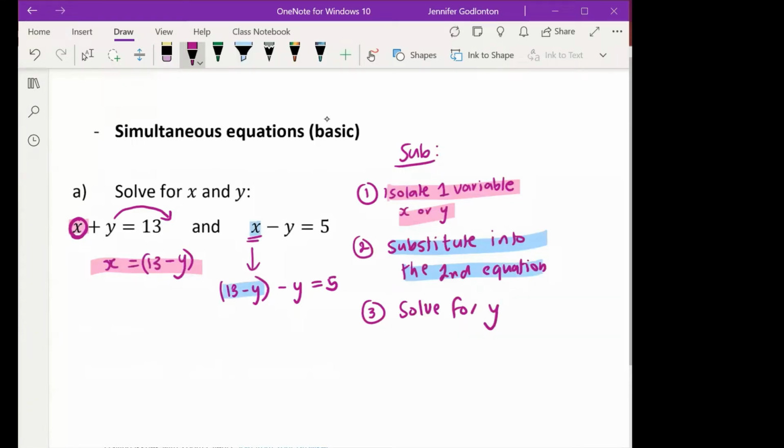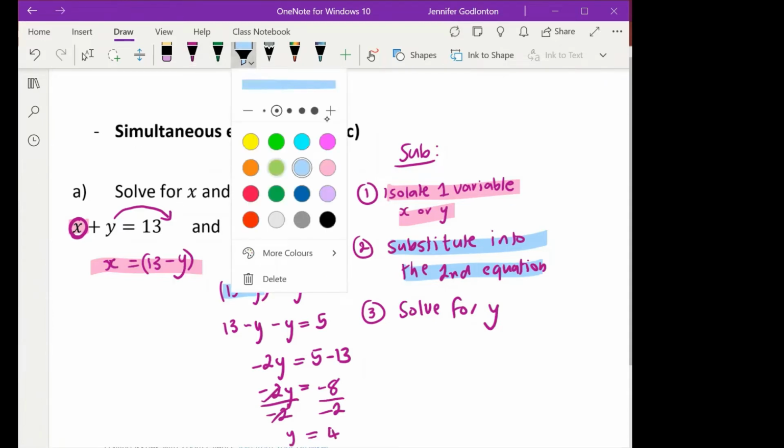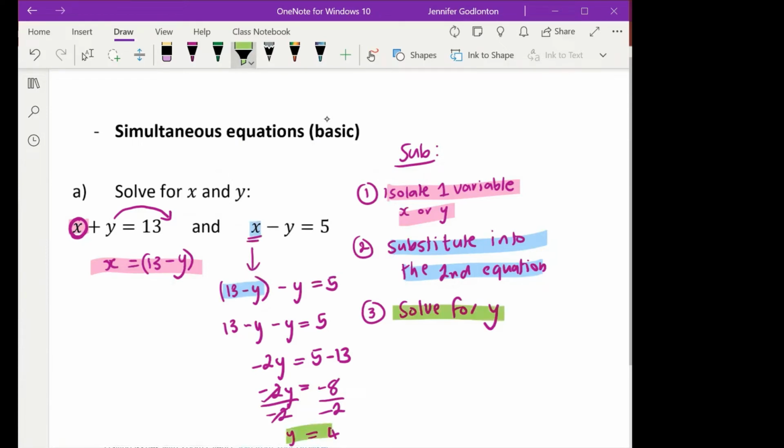So here I've got 13 minus y equals 5. So negative y, that's going to be negative 2y equals 5 minus 13. So negative 2y is equal to negative 13 plus 5, which gives us negative 8. Divide both sides by negative 2. And so y is equal to positive 4. Okay, that's step 3. Solve for whatever variable we are trying to solve. That's this whole step here, step 3.